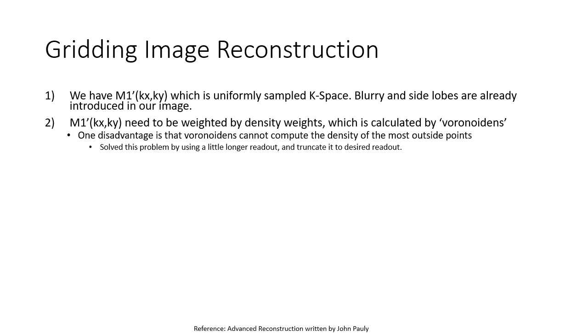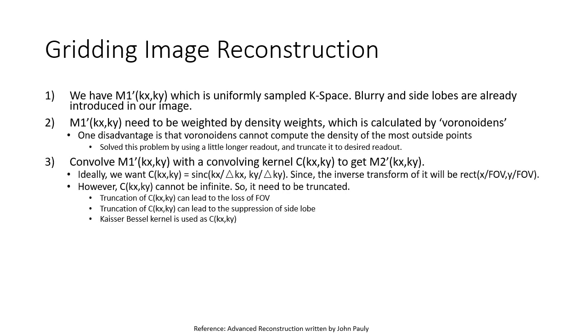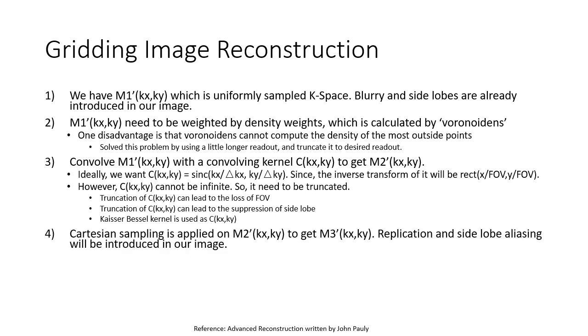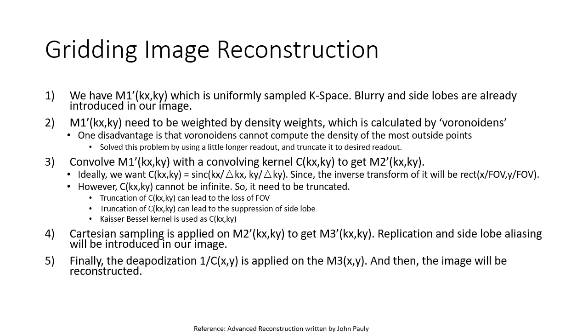There is a problem with Voronoi density, which is that it cannot calculate the density weight at the most outer k-space. I solved it by using a longer readout and truncating the data to the desired readout. Thirdly, I convolve the weighted M1 knot with a KB kernel, then apply Cartesian sampling on it, and finally, the de-apodization is applied to recover the image amplitude.